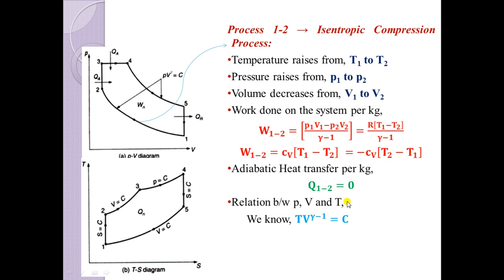The relation can be written as T V^(gamma minus 1) equals constant. Writing this for processes 1 and 2, we get T1 V1^(gamma minus 1) equals T2 V2^(gamma minus 1). Writing this expression as a temperature ratio, we get T2 over T1 equals (V1 over V2) to the power of (gamma minus 1). Here V1 is the total volume and V2 is the clearance volume, so total volume over clearance volume is the compression ratio. Finally, we can write T2 equals T1 times rc^(gamma minus 1).